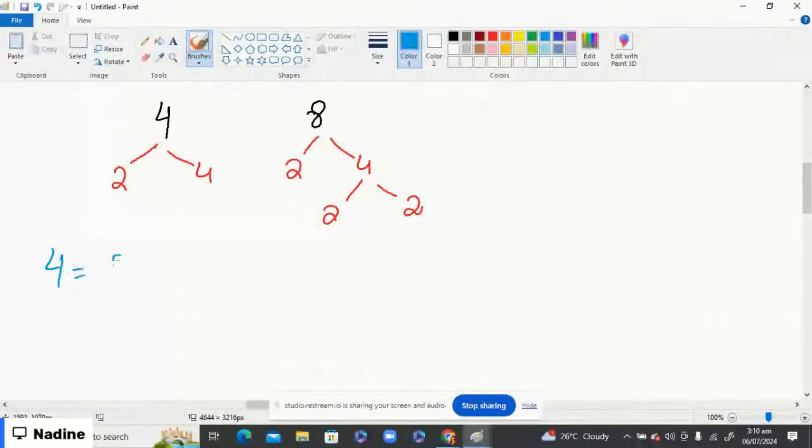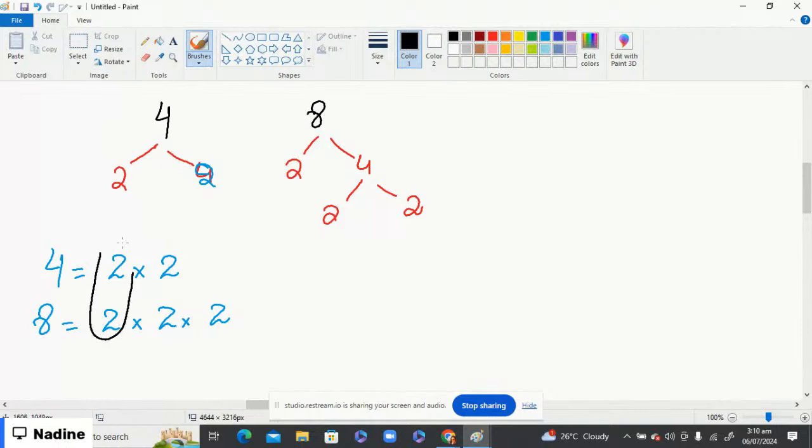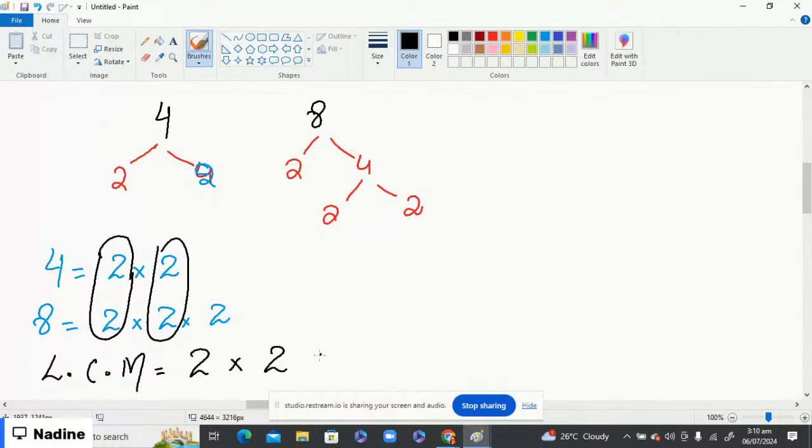For 4 it's 2 times 2. And for 8 it's 2 times 2 times 2. So what is common? This 2. And what is common? This 2. So what is the least common multiple? Common multiply non-common. This 2 is common in both of it. This 2 is common in both of it, and only one is non-common, that is 2. So here is the 8.